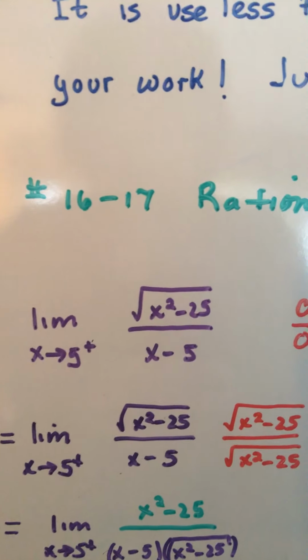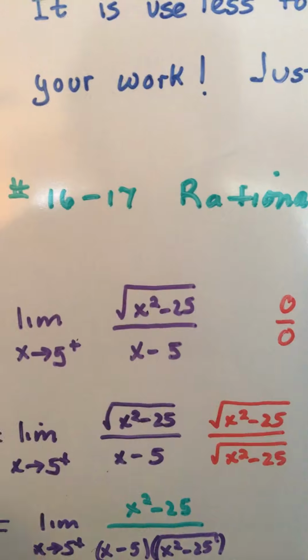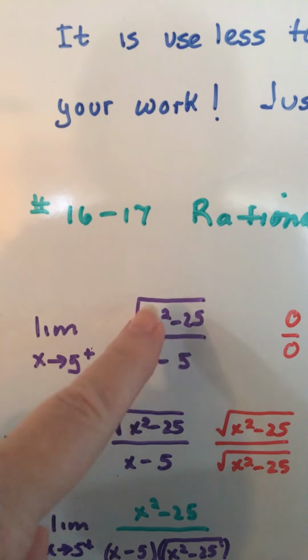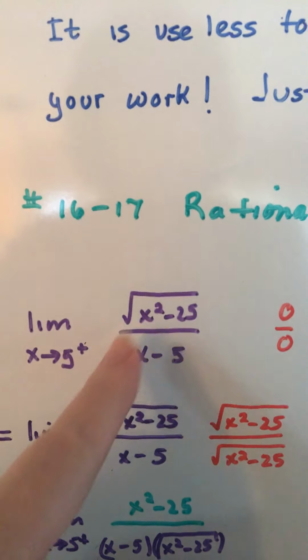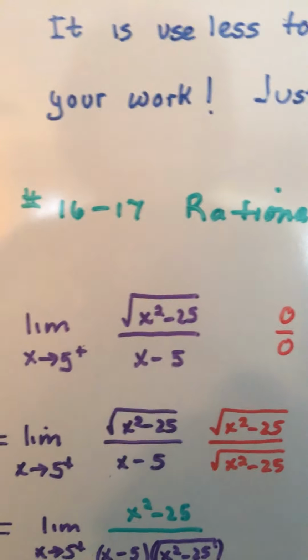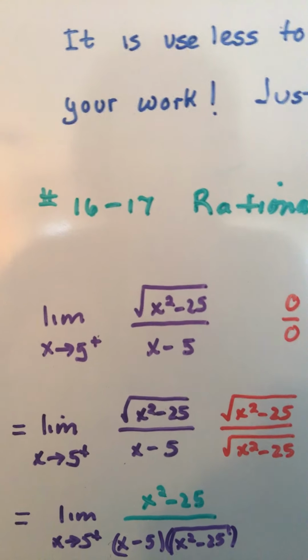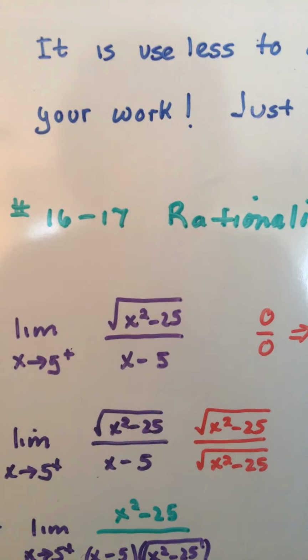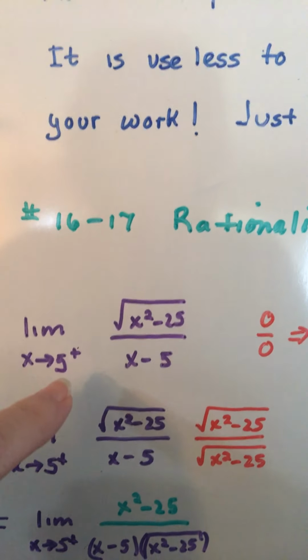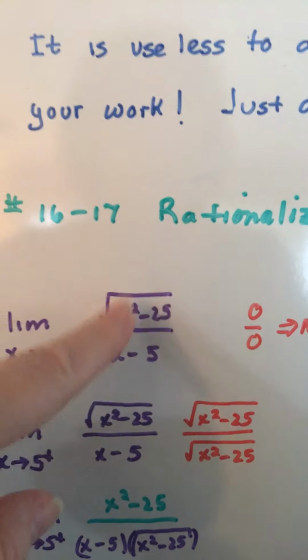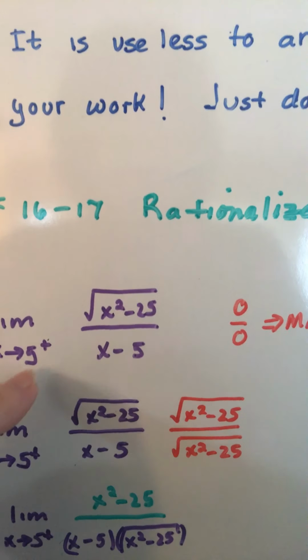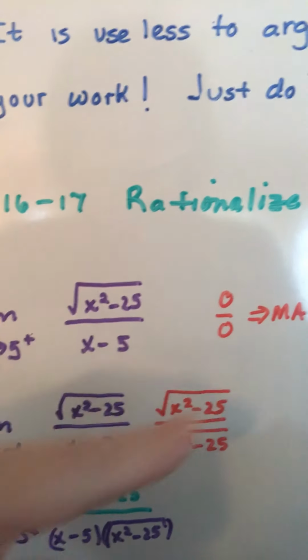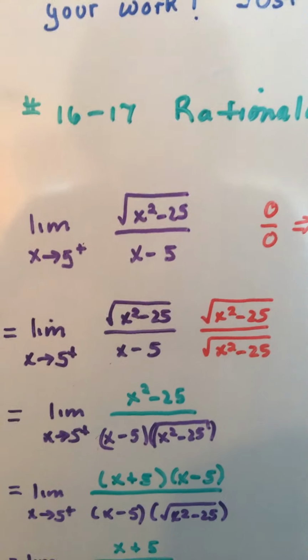So for the first problem, I insert my 5. Notice 5 from the right is legal, 5 from the left isn't, because 4.5 would make under the radical a negative, and we can only do limits when they're in the domain, or automatically, if it's not in the domain, it's D and E. And so any number bigger than 5 is legal. But when I insert the 5, I get 0 over 0, so I have to do more algebra.